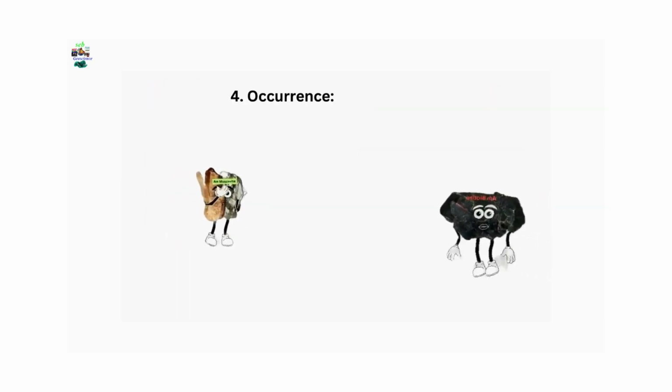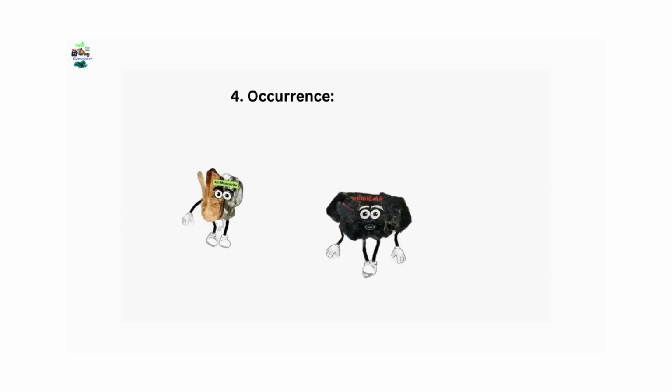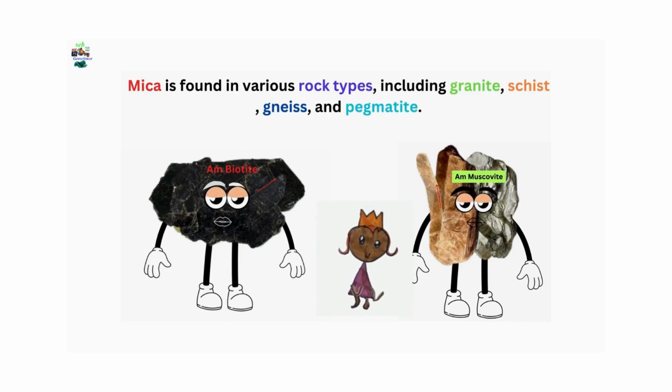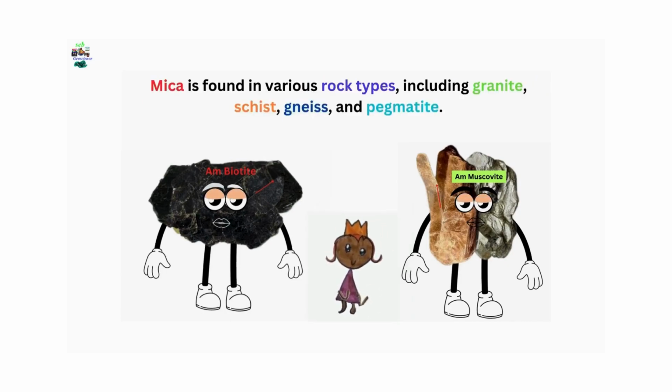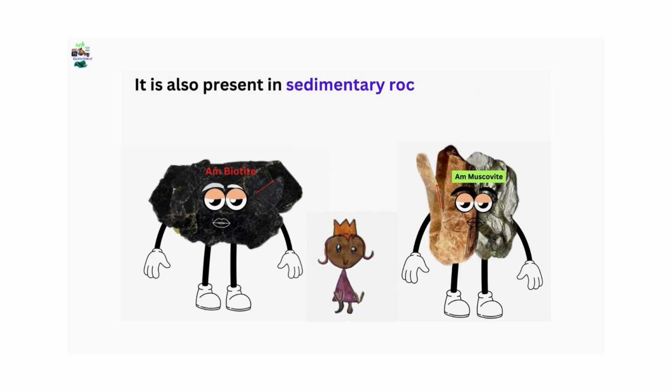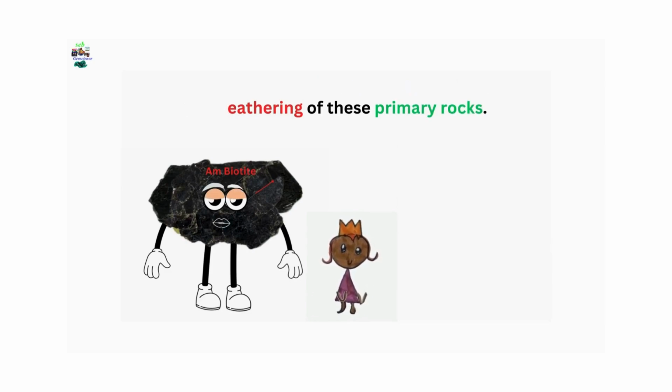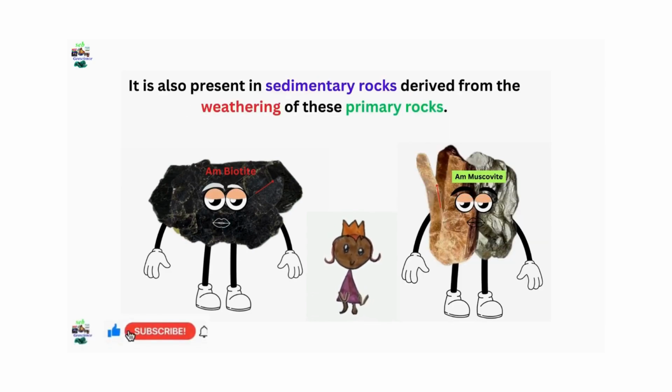One of the common features is also occurrence. Mica minerals are found in various rock types, including granite, schist, gneiss, and pegmatite. It is also present in sedimentary rock derived from what? The weathering of pre-existing primary rocks, that is, igneous and metamorphic.